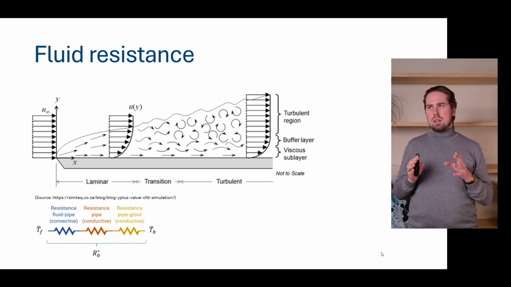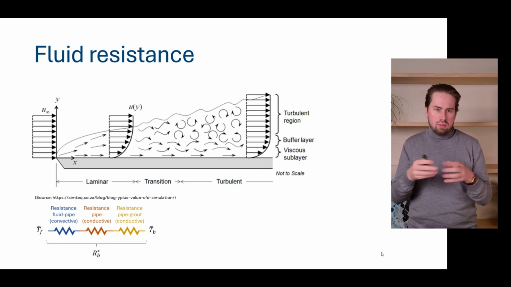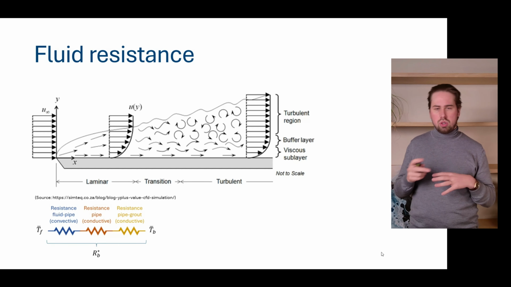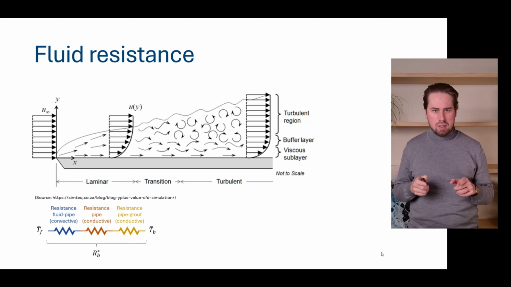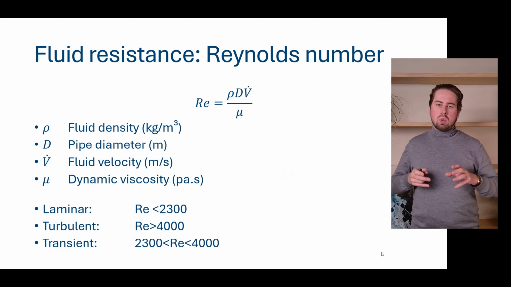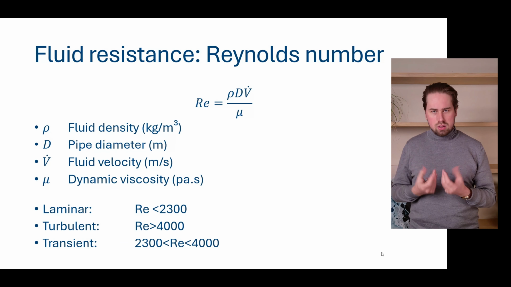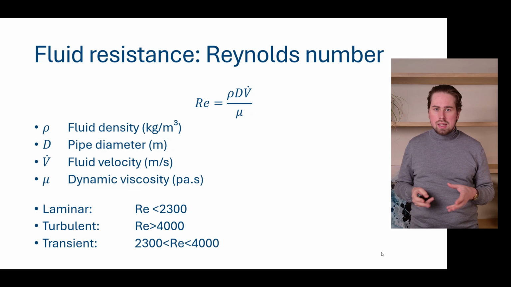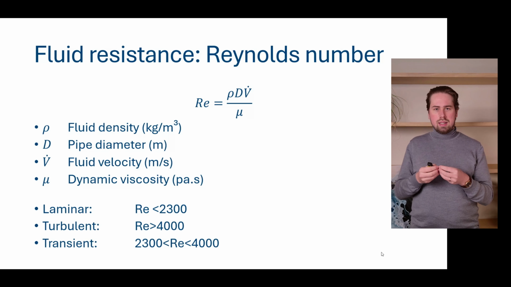But the question is, well, if this is of such importance, when is the fluid laminar and when will it be turbulent, and what's this transition zone? And therefore we need to understand the Reynolds number. Now, the Reynolds number is a very famous number in the domain of fluid mechanics because it tells us exactly when we're laminar and when we're turbulent.